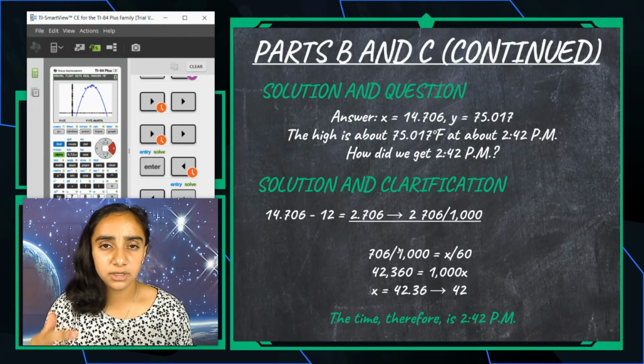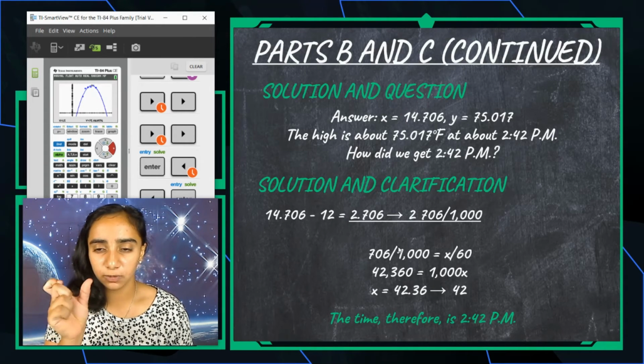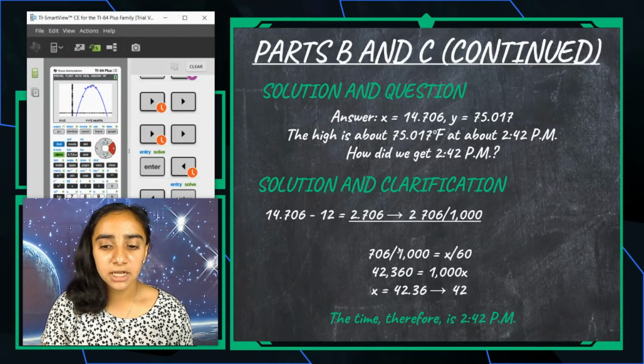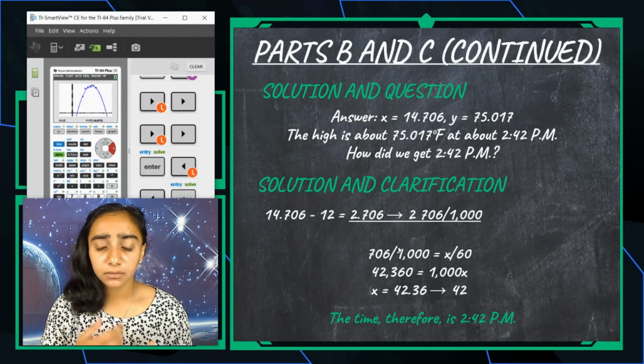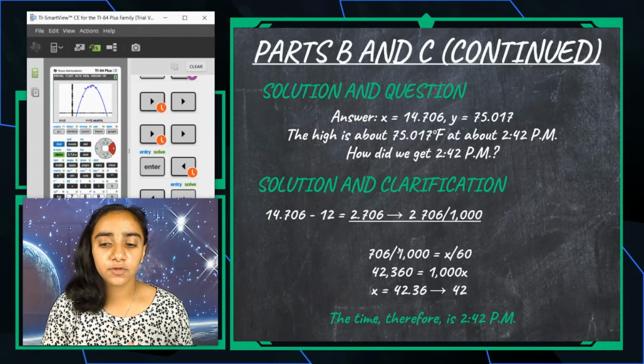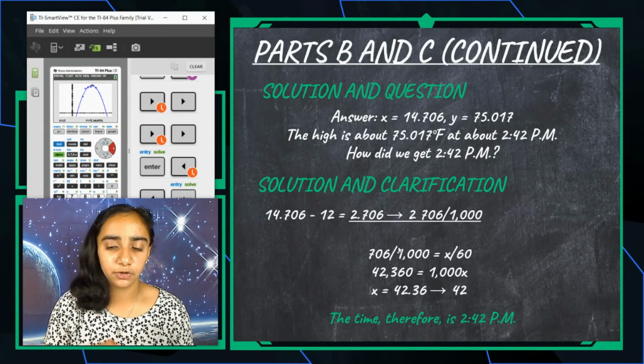We're going to round this to the nearest whole number because it's just minutes. We only have 2 digits when it comes to minutes. That rounds down to 42. That's how we got the minutes. We put the 2 hours and the 42 minutes together, and therefore the time is 2:42 p.m. I hope that makes sense. You're just going to have to practice more and more with these kinds of problems, and you'll probably get it soon.